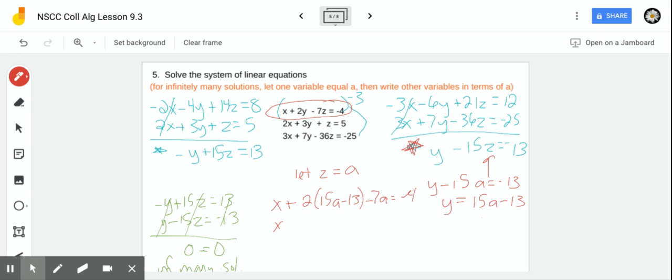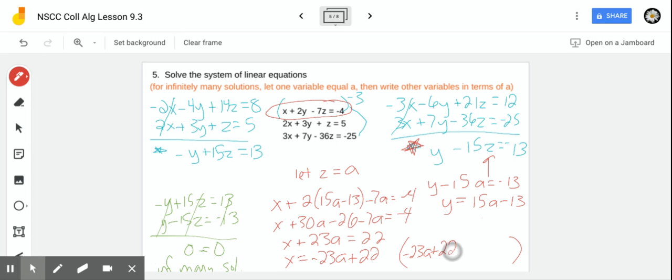And we're going to solve this for x. So we get 30a minus 26 minus 7a equals negative 4. x plus 23a equals 22, I believe. So x equals negative 23a plus 22. Okay, now we have a solution. x is negative 23a plus 22. y is 15a minus 13. And z is a. So that gives us a way to generate these infinitely many solutions.